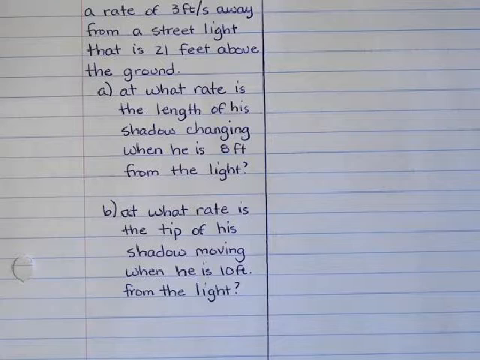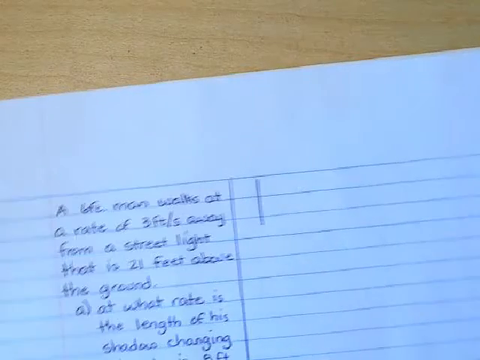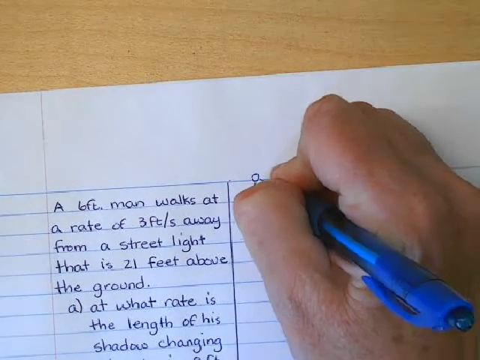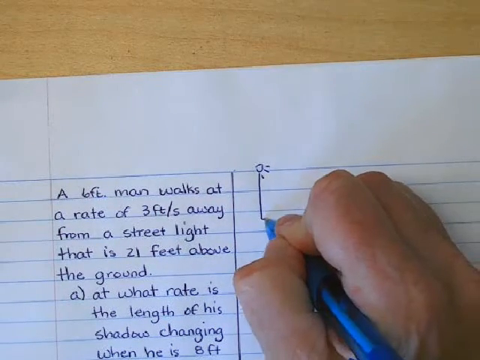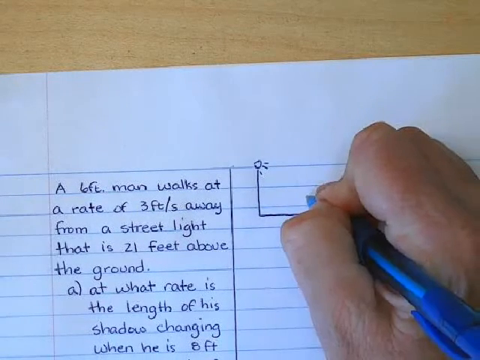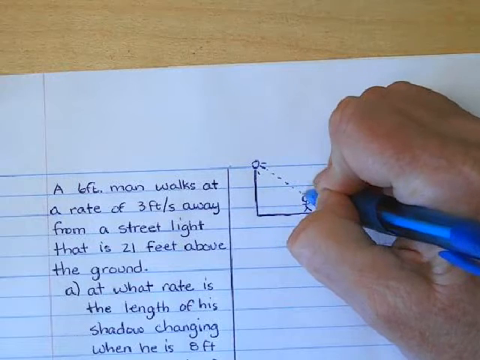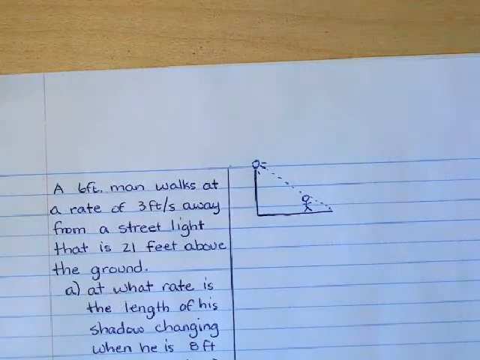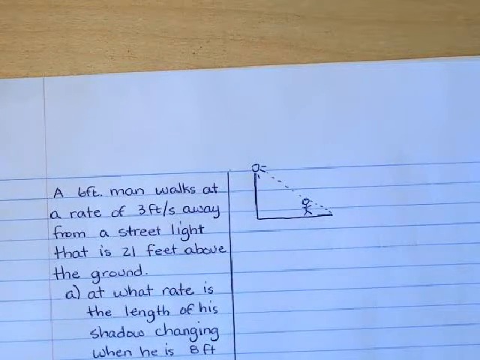Okay, so we're looking at two different things here. So let's start with getting a picture of what's going on. We have a street lamp here, and it's shining light down, and we have a man walking away from that. Let's say that the man is right here, and then the light kind of does something like that. So we've got two different things here. We've got two triangles going on.